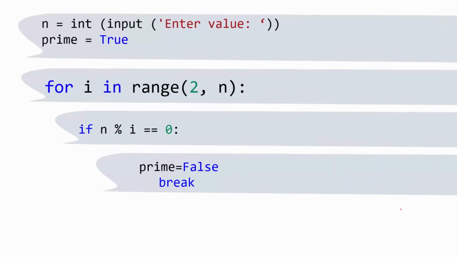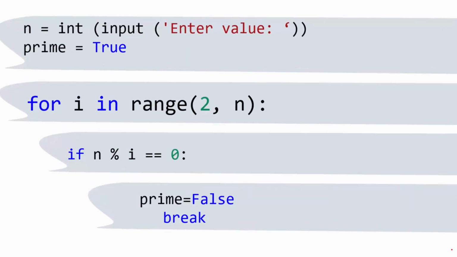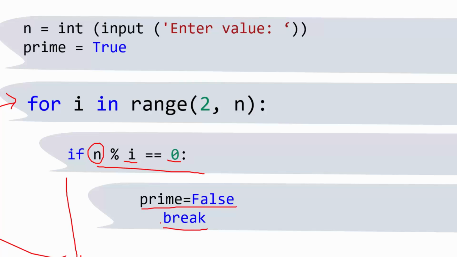So let's say you entered 9. 9 will be checked first if it's divisible by 2, and the answer will be no, it's not divisible by 2. Then this condition will be false and skipped. It will come here and check if 9 is divisible by 3. The value will be divisible by 3, and this will be true. 9 is not a prime number, so we set prime to false and no need to continue. We use break. Break must be left indented in the code.